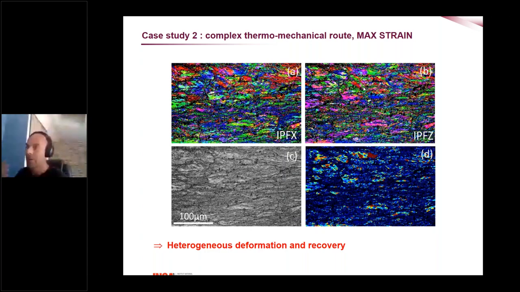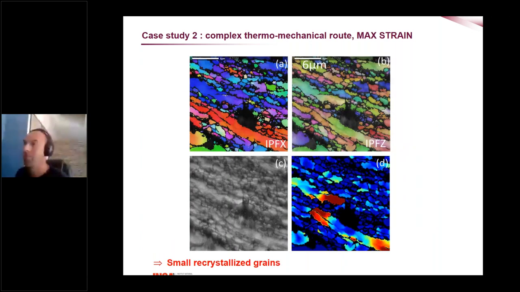I will come back to that later, but MAXStrain may be used to have, at the same time in the same sample, different thermomechanical routes. I will explain that later. In some other parts of your sample, you have fully recrystallized grains, as you can see, the blue ones. This is a kernel average misorientation map on the right-hand side. The blue is almost without dislocations, and the red has a lot of dislocations. You can see that you have fully recrystallized grains, and some of them are, again, still very deformed.